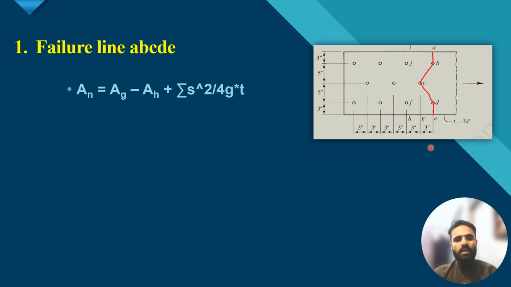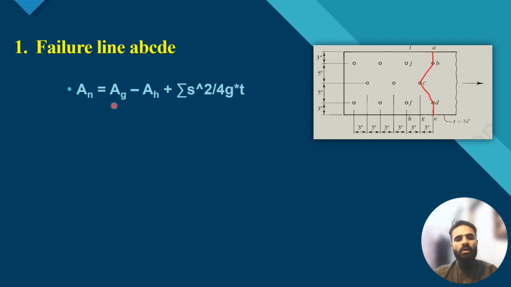In this failure path, we have this nice formula, because here you can see that this is inclined, meaning I am considering the staggered failure. For this we have a nice formula: the net area will be equal to the gross area minus the area of holes plus an additional factor, which is the summation of S square divided by 4G. This factor will be used. Remember this in terms of discussing the staggered fastener.